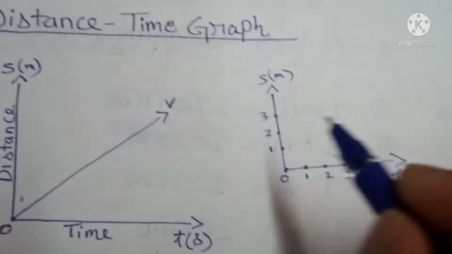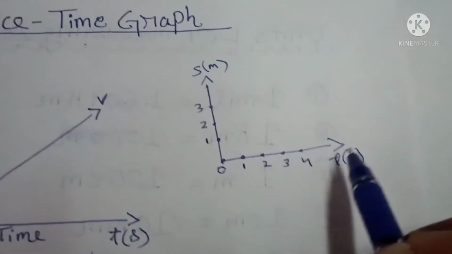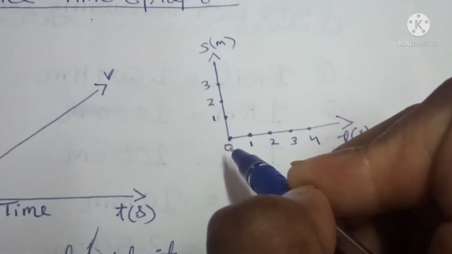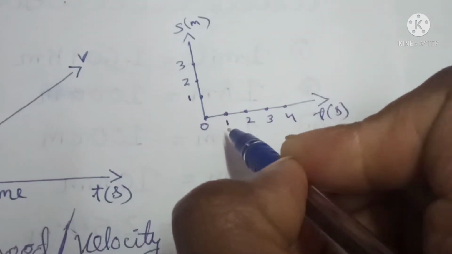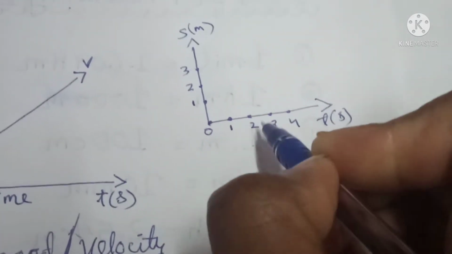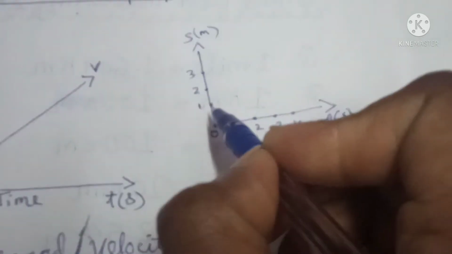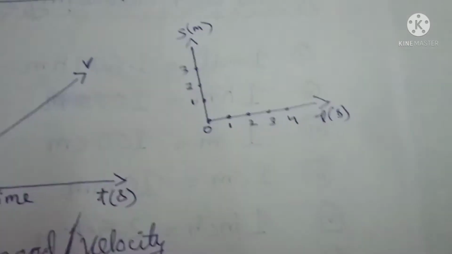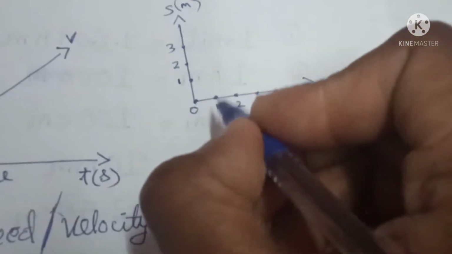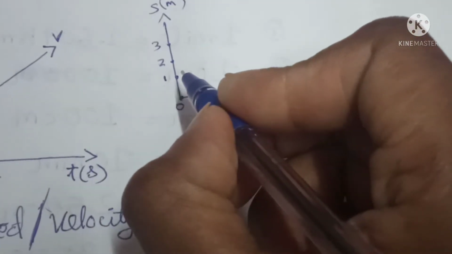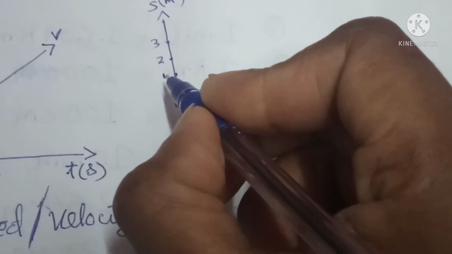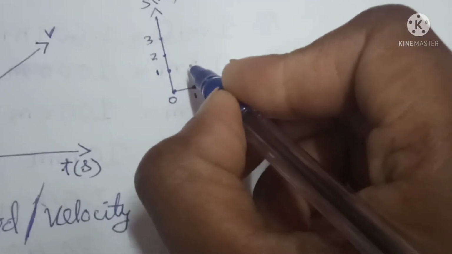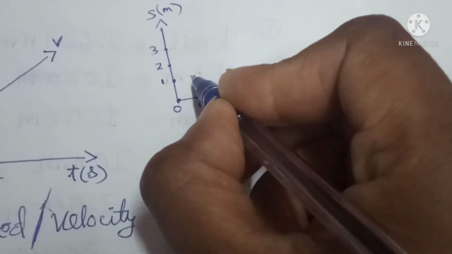Here we can see this x-axis is indicating the time and this y-axis is indicating the distance. So this 1, 2, 3, 4 are indicating seconds: 1 second, 2 second, 3 second, 4 second, and this one is indicating distance: 1 kilometer, 2 kilometer, 3 kilometer. Suppose the body is traveling. When it travels 1 kilometer, the time taken is 1 second. That means covering 1 kilometer in 1 second. So let us indicate a point here.